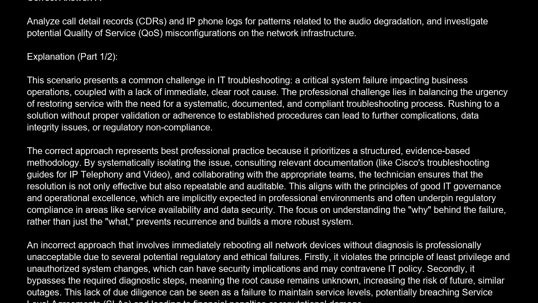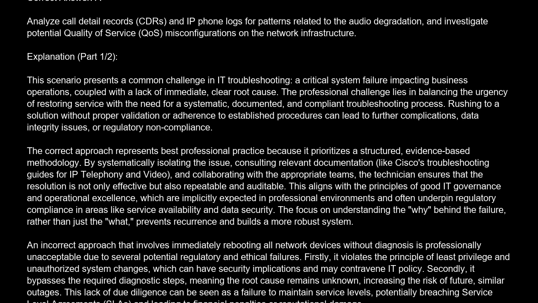The professional challenge lies in balancing the urgency of restoring service with the need for a systematic, documented, and compliant troubleshooting process. Rushing to a solution without proper validation or adherence to established procedures can lead to further complications, data integrity issues, or regulatory noncompliance. The correct approach represents best professional practice because it prioritizes a structured, evidence-based methodology. By systematically isolating the issue, consulting relevant documentation, like Cisco's troubleshooting guides for IP telephony and video, and collaborating with the appropriate teams, the technician ensures that the resolution is not only effective but also repeatable and auditable.